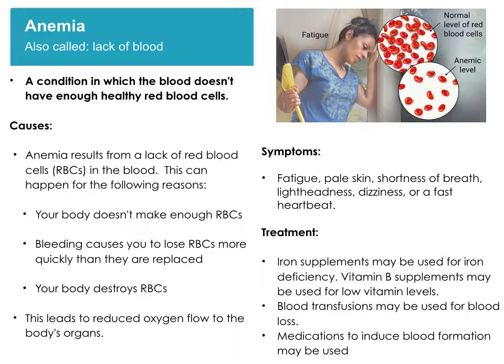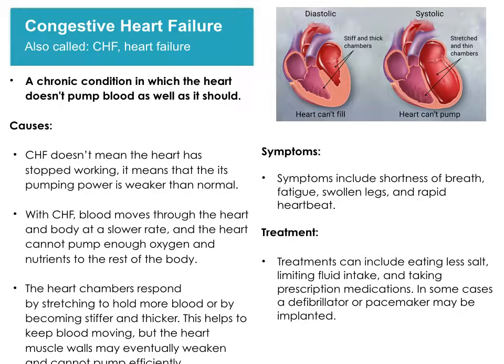There are also conditions where the body will actually destroy red blood cells. This leads to reduced oxygen flow to the body, which can cause fatigue, pale skin, and shortness of breath. Sometimes anemia can be effectively treated with iron supplements, but blood transfusion and other medications can also be used.